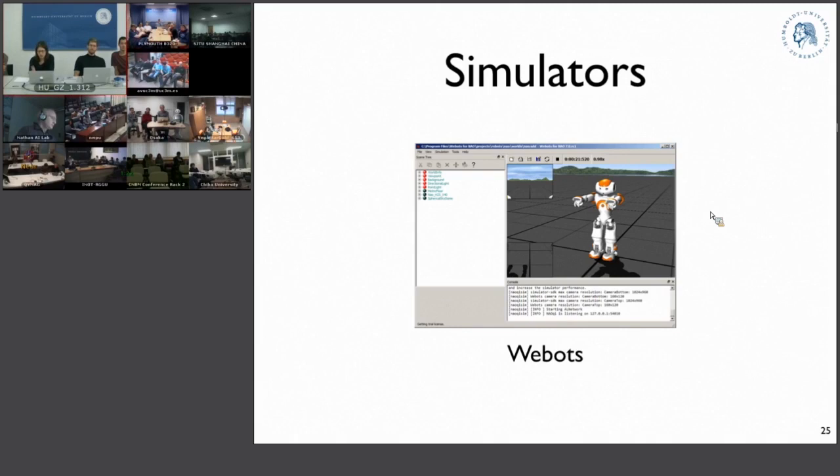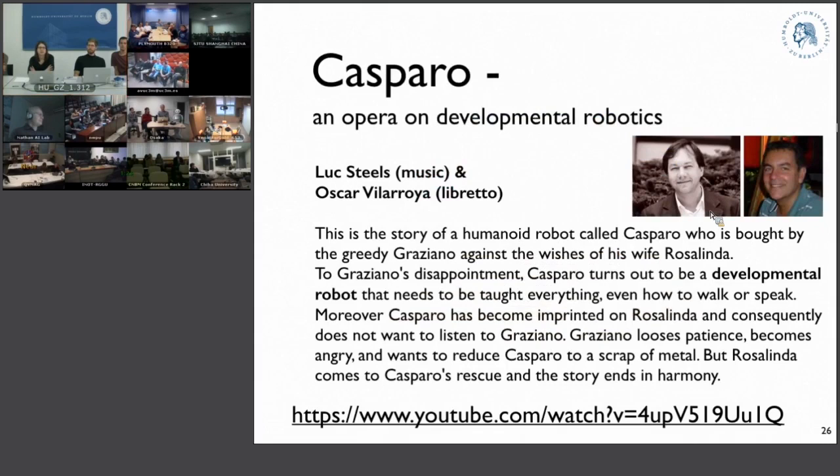Now I also want to mention something completely different. There is even an opera on developmental robotics, so I guess it's the very first and unique opera on developmental robotics, which has been created by Luc Steels and Oscar Villaroya. It is the story of a humanoid robot called Caspar, who's bought by the greedy Graziano against the wishes of his wife Rosalinda. And to Graziano's disappointment, Casparo turns out to be a developmental robot.